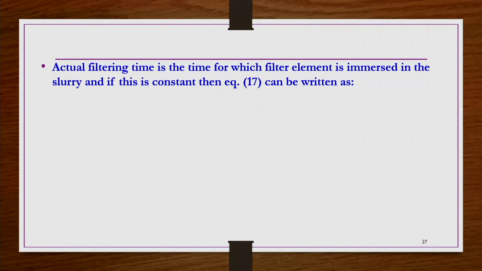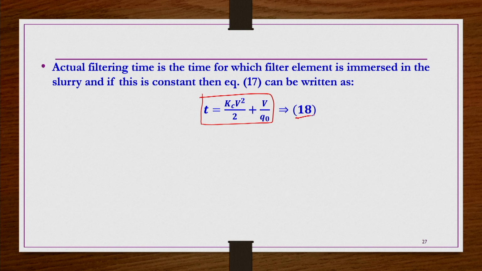if this is constant, then equation 17 can be rewritten like this. Whatever the t by V was there, but V was on the left hand side, that has been taken to the right hand side and given equation number 18. So, t is equal to Kc V square by 2 plus V by Q naught. In the continuous process, what is the volume of filtrate that is being collected with respect to the time? That is what we are going to check for a constant pressure, right.